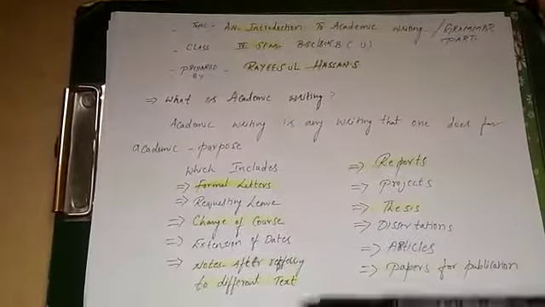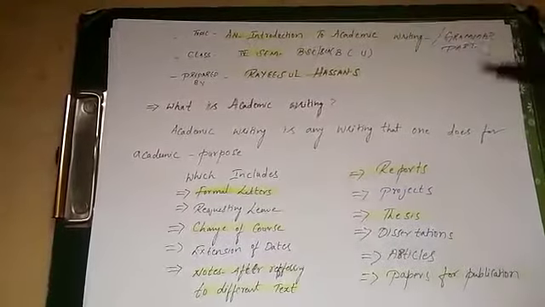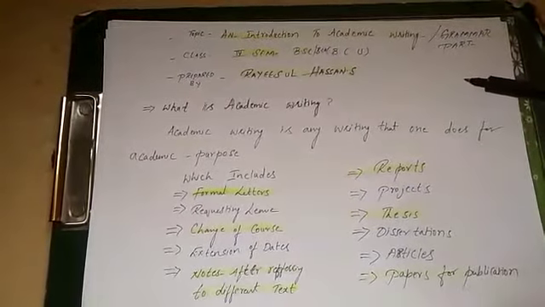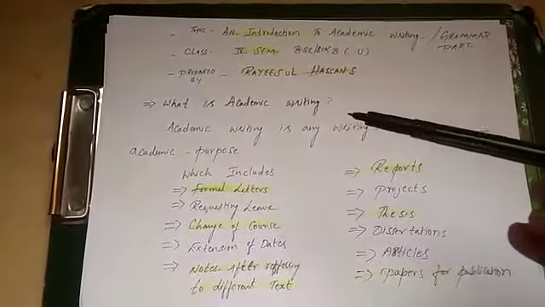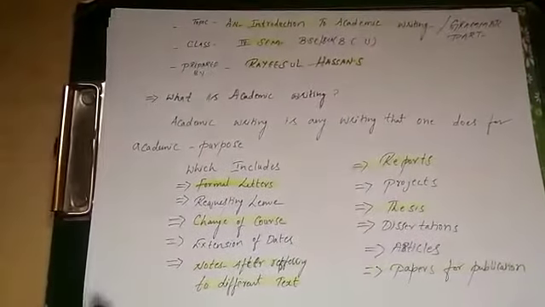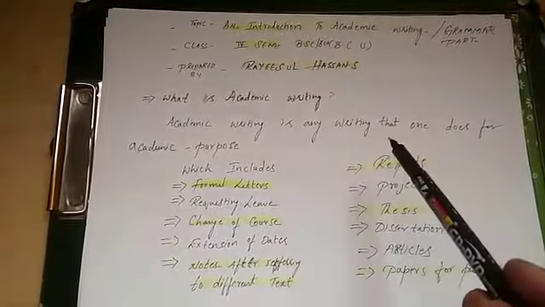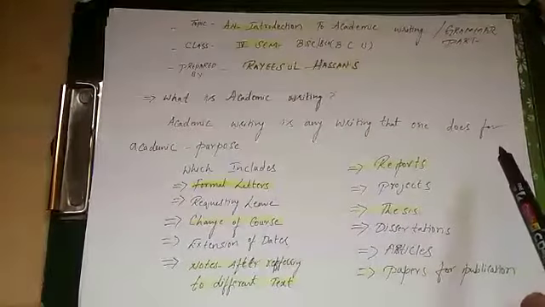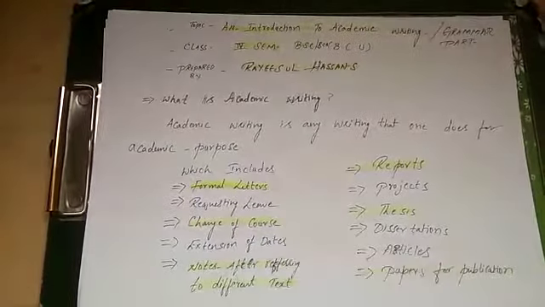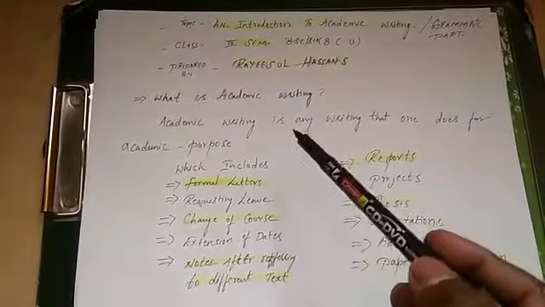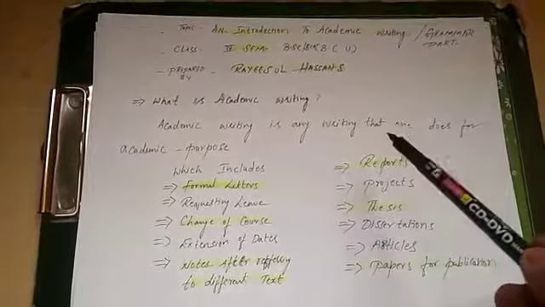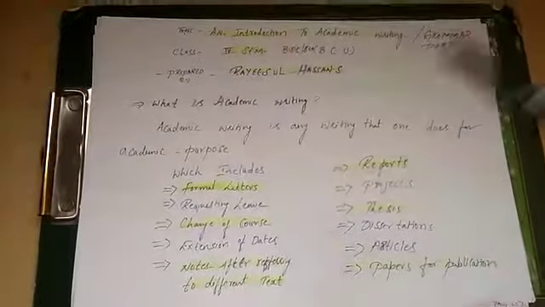Before starting an introduction to academic writing, first of all, we should know what academic writing is. Academic writing is any writing that one does for academic purpose. Once more, I will repeat: academic writing is any writing that one does for academic purpose.